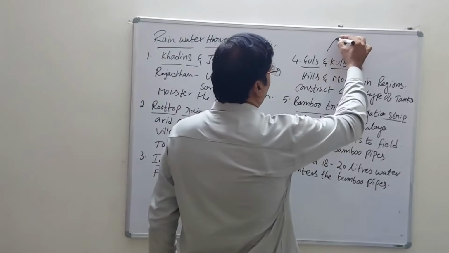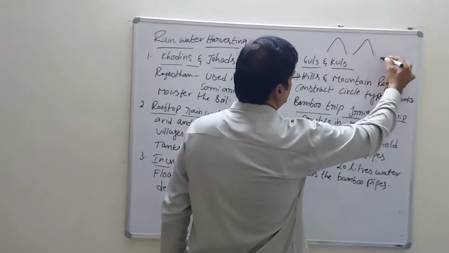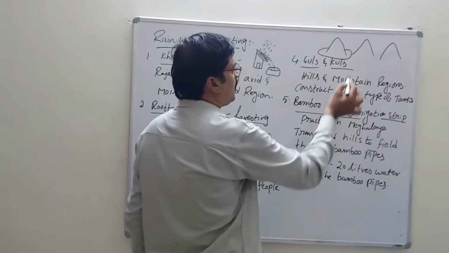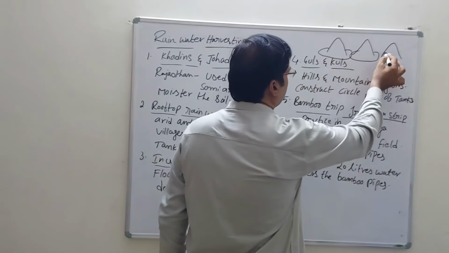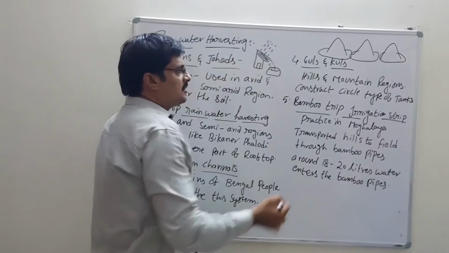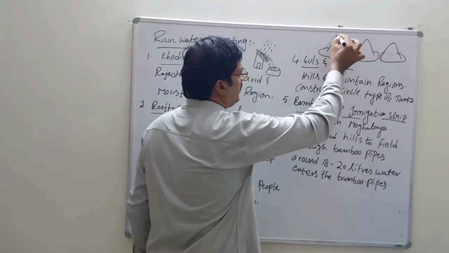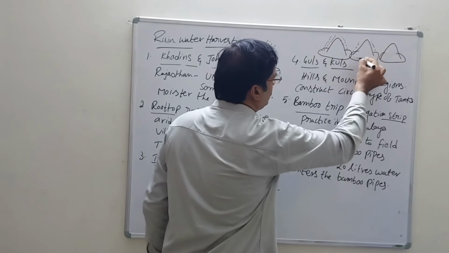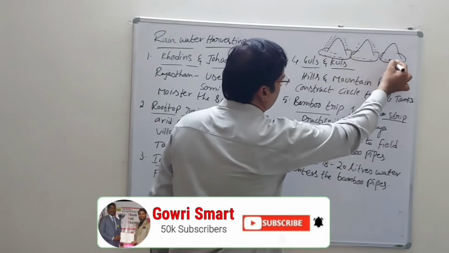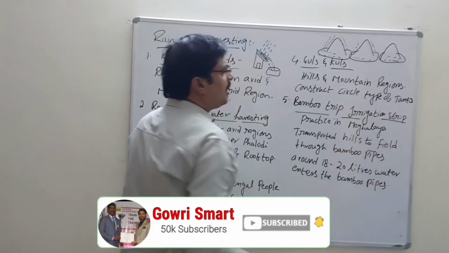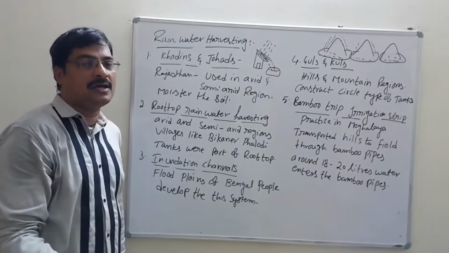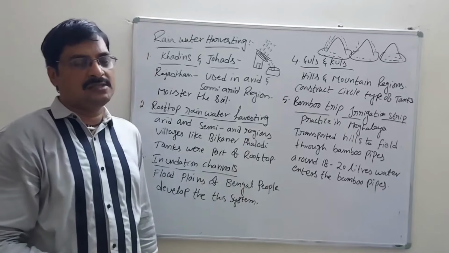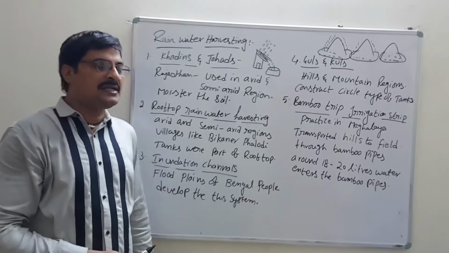Suppose this is a mountain area, and these are all mountains, and they construct around the mountains. They construct circle type tanks. Whatever water levels come to these areas, the tanks are filled with rainwater. This kind of system is practiced in all areas where there are hills and mountains. The system name is called gulls and kulls.